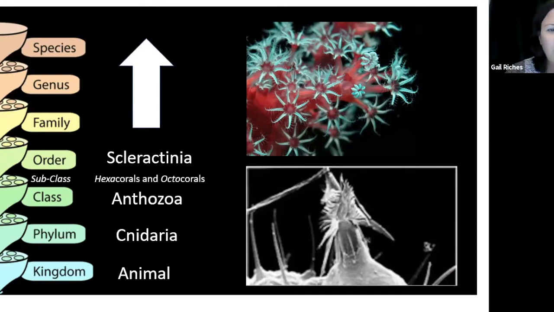Now, another word for hard coral is scleractinia, and that comes from the order Scleractinia. This is how they are classified in taxonomy, where they're given a genus and species name. And so if we start at the bottom of this slide for kingdom, they are animals. They're not a plant.